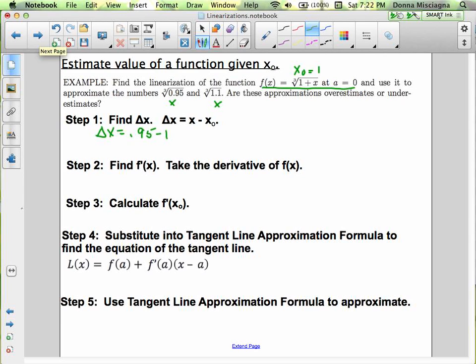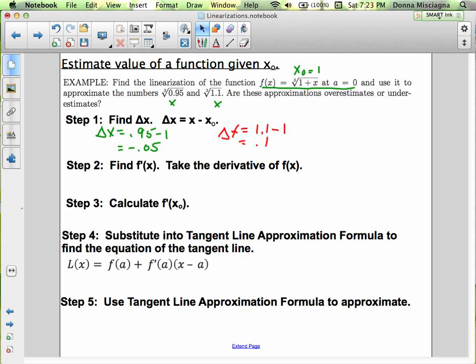So the change in x is going to be 0.95 minus 1, or negative 0.05. For the second problem, the change in x is going to be 1.1 minus 1, or 1/10. All right, so the derivative, however, is going to be the same no matter what. So find the derivative. Our function is the cube root of x, because that other part is just 0.